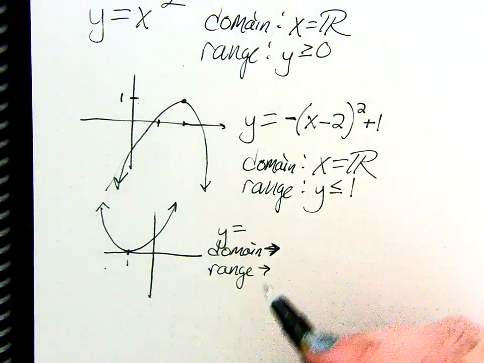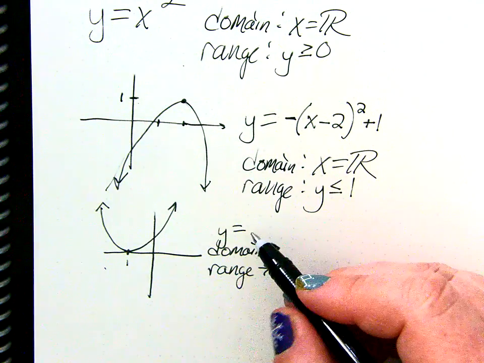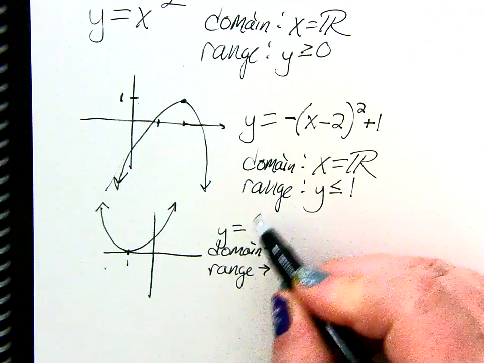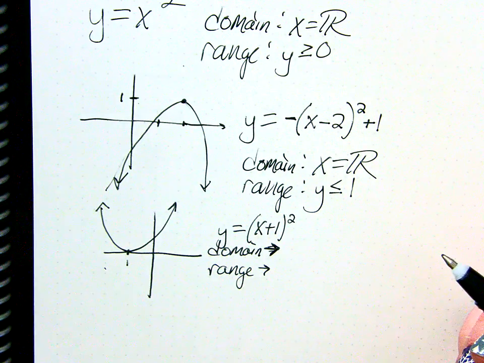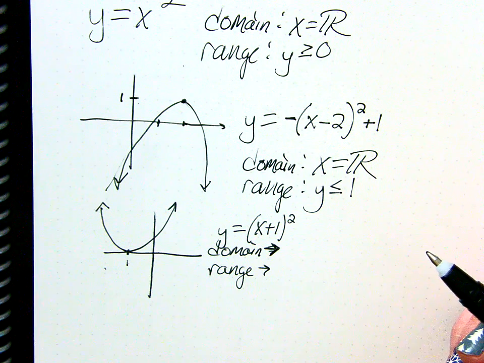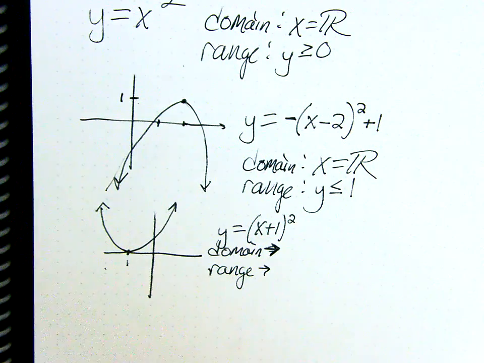Okay, what does this equation look like? Y equals what? X plus 1 in parentheses. Anything else? No, because I didn't move it up or down, so I'm done. I just shifted it left 1, so I just put the plus 1 in the parentheses with it.